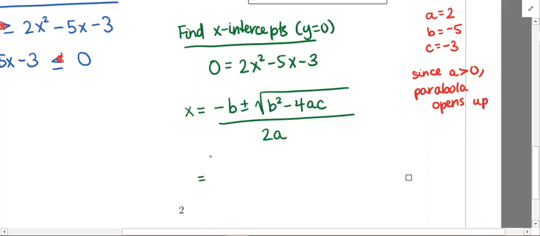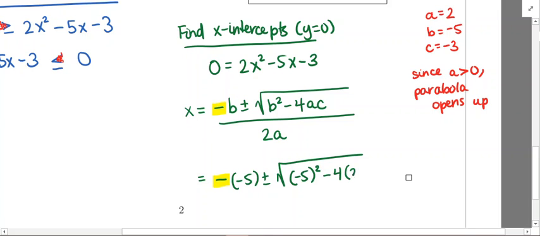Let's plug into this. We're going to have negative b. Be careful here because the negative that I just highlighted is part of the formula. So we've got negative, and then we have to write down b. b is -5, so be careful there. Plus or minus the square root of b squared, so -5 squared. You're squaring the -5, so it's -5 times itself, and that negative gets squared as well. Minus 4 times a times c. Everything is divided by 2a. This is how you plug into it.